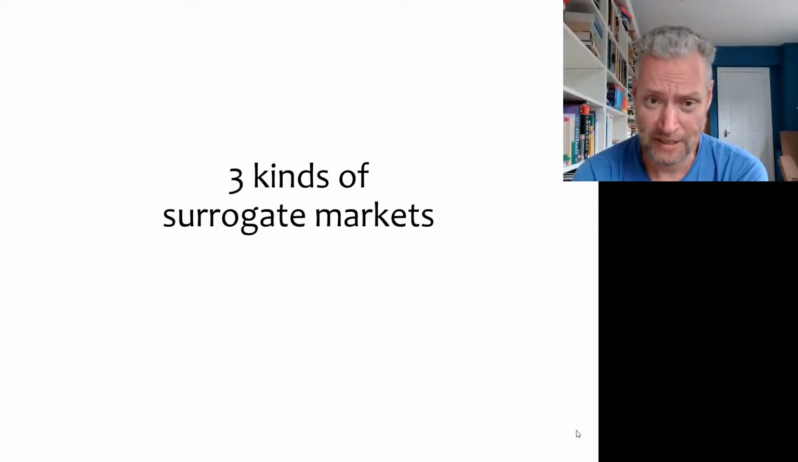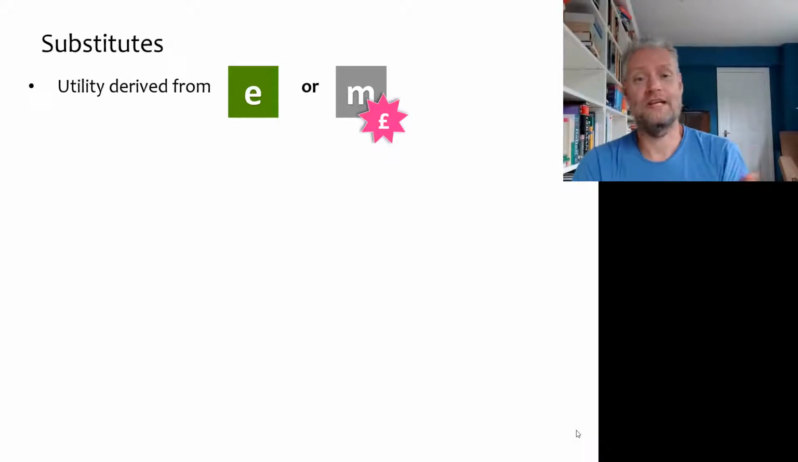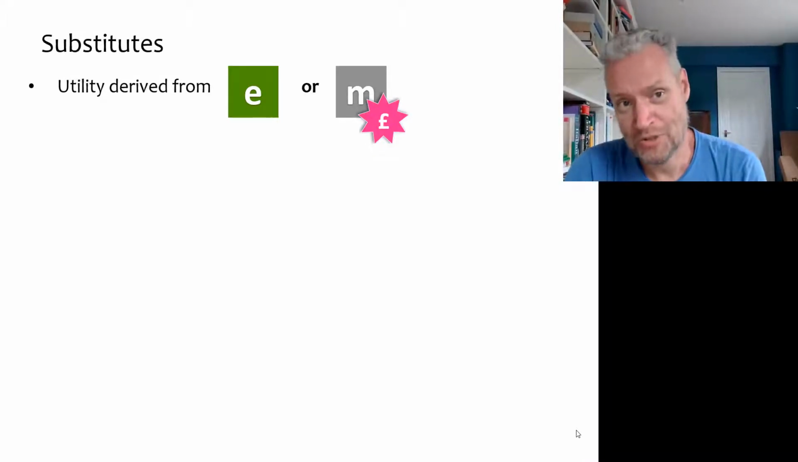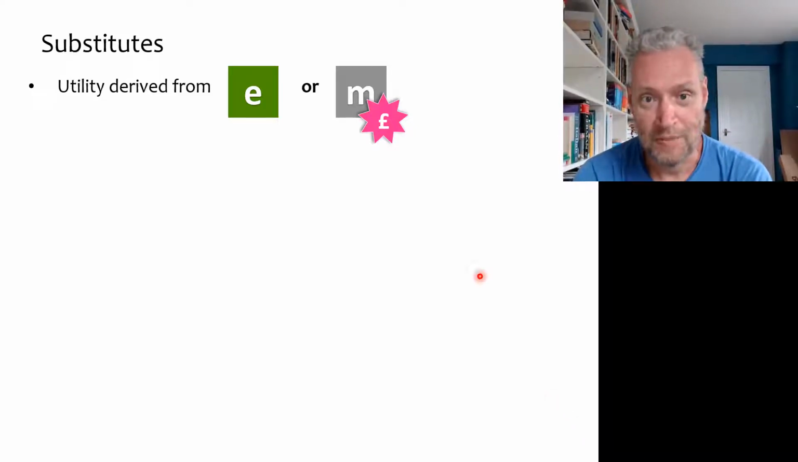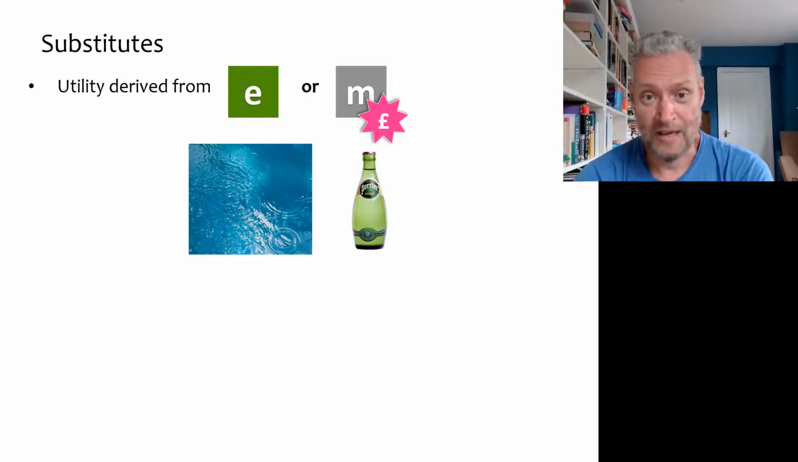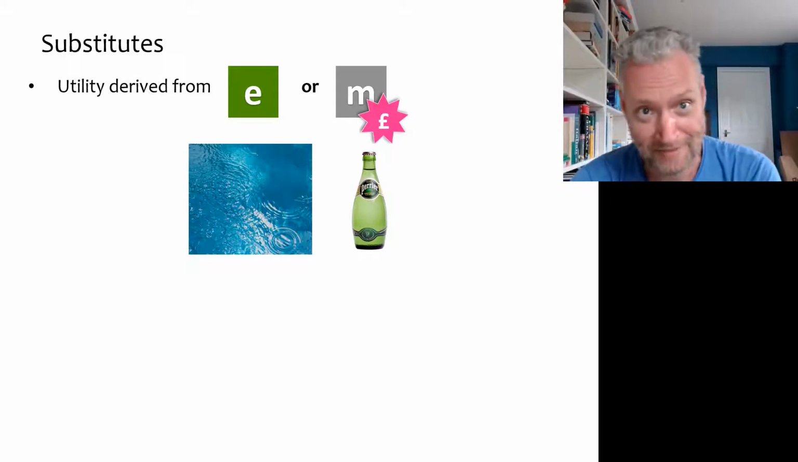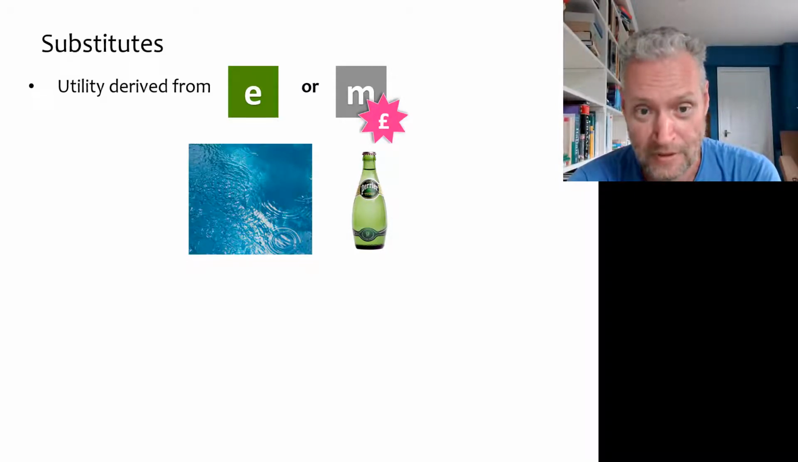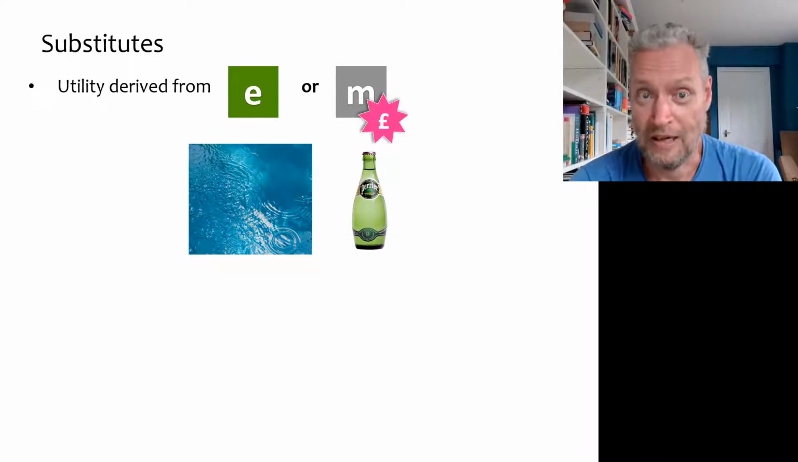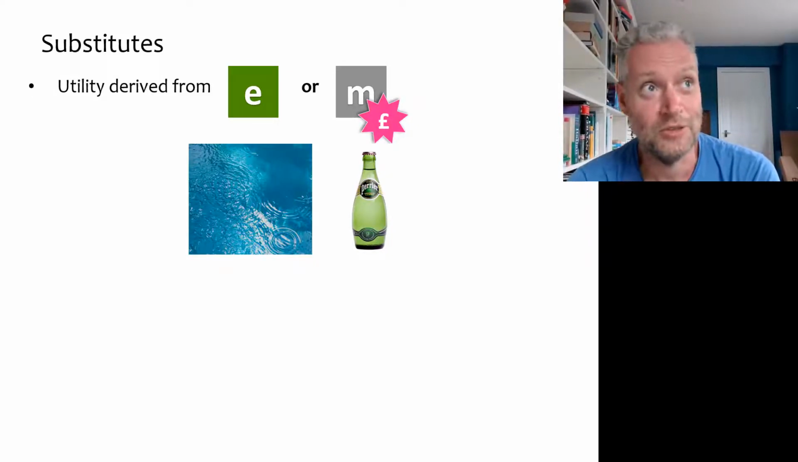There's three kinds of these surrogate markets. First, the environmental goods may be a substitute for a marketed good. Utility is derived either from the environment or from the market. And one example is water. You can buy a bottle of water from the shop, or you can walk to the stream and drink water from there. And they are substitutes because you don't need all the water in the world. You just need as much as needed to quench your thirst.